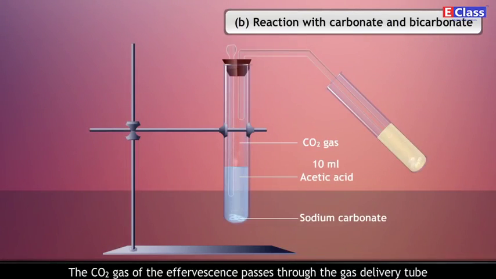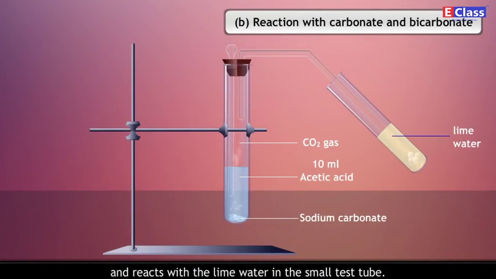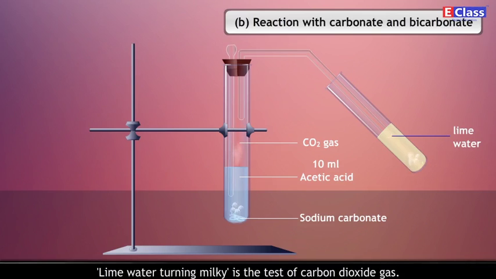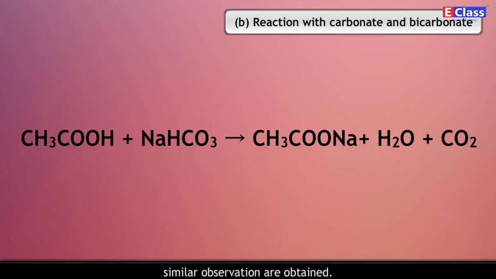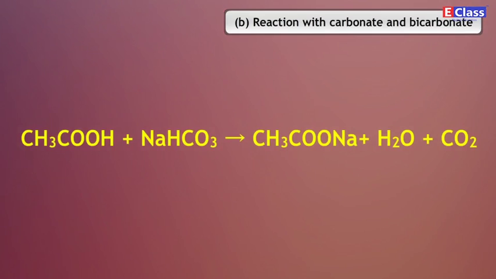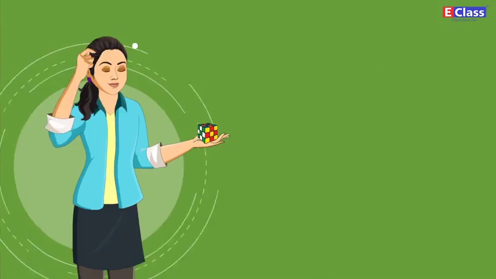The CO2 gas of the effervescence passes through the gas delivery tube and reacts with the lime water in the small test tube. Lime water turning milky is the test of carbon dioxide gas. If sodium bicarbonate is used instead of sodium carbonate in the above activity, similar observations are obtained. CH3COOH plus NaHCO3 gives CH3COONa plus H2O plus CO2.